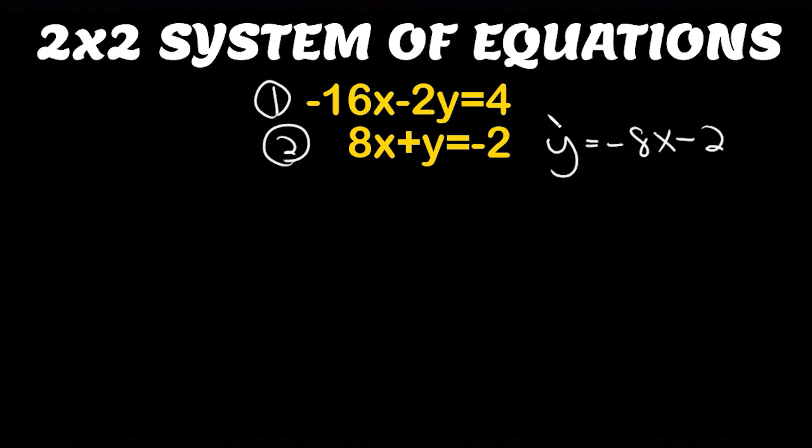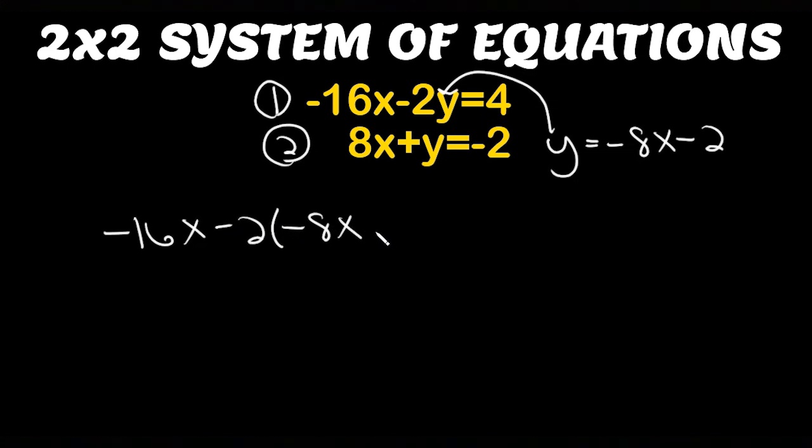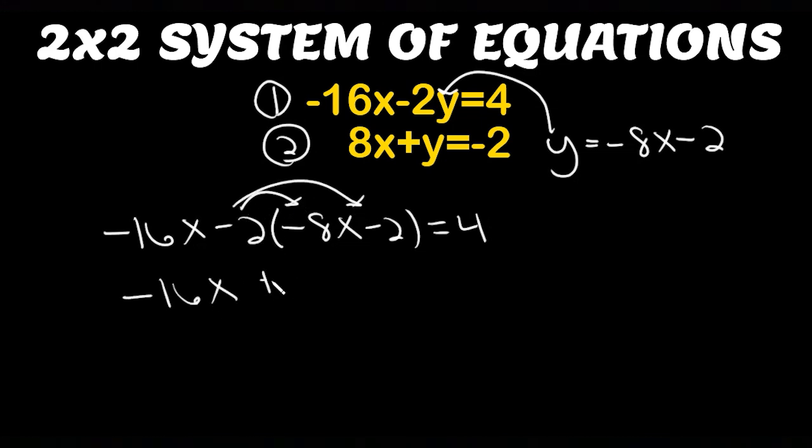Now I can take this and plug it into equation 1 wherever I see y. So doing that, I get -16x minus 2 times, now here's my y, -8x minus 2 equal to 4. We need to distribute now. So here I'll have -16x. I'll get +16x when I distribute that -2, and then I'll get +4, all equal to 4.